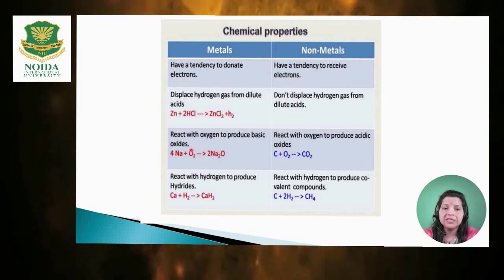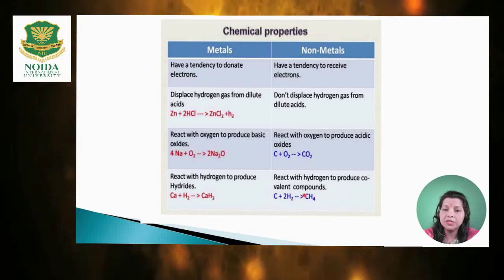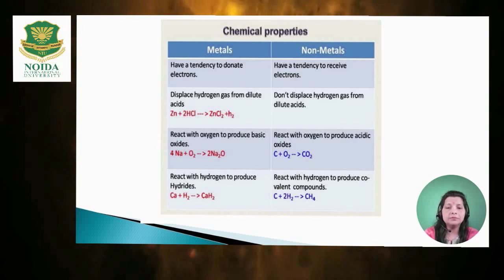Then reacting with oxygen to produce basic oxides, as sodium reacts with oxygen and produces sodium oxide, right? Non-metals react with oxygen to produce acidic oxides. So with metals you get basic oxides, whereas with non-metals you get acidic oxides. Metals react with hydrogen to produce hydrides, such as calcium hydride. Non-metals react with hydrogen to form covalent compounds, as carbon plus hydrogen gives methane.